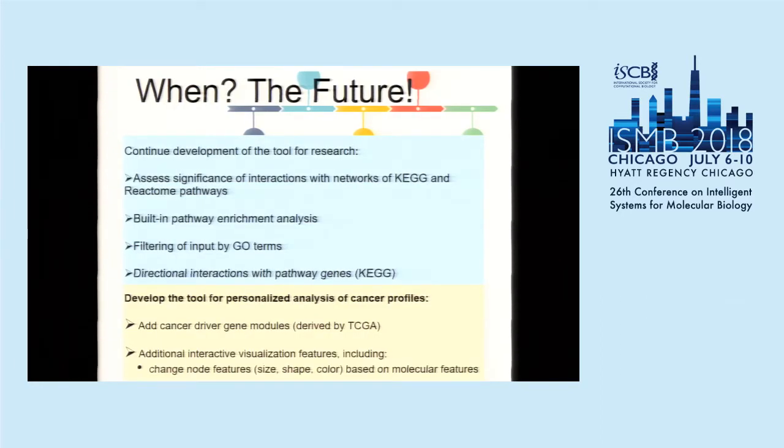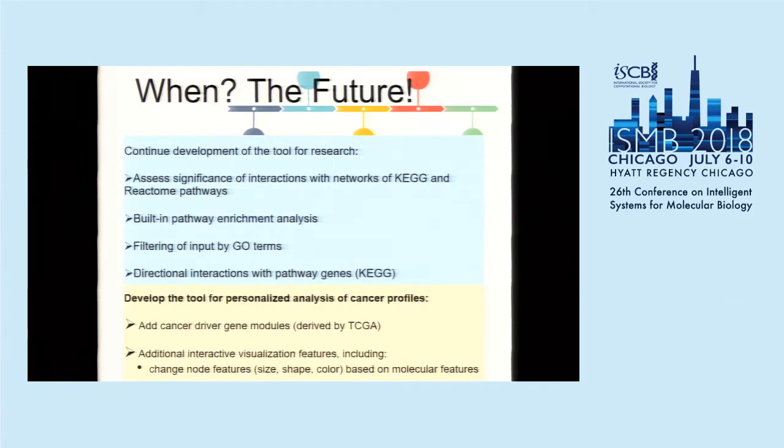Now the question is, what next? We look towards the future. We're very much still in the prototype phase. The next goals are to continue development of the tool for research purposes, including assessing the significance of interactions with subnetworks formed by KEGG and Reactome pathways. I'd like to include a built-in pathway enrichment analysis. I'd like to contribute to more directed research by adding a feature of filtering input by gene ontology terms, and when it's annotated, to add directional interactions of the pathway genes.